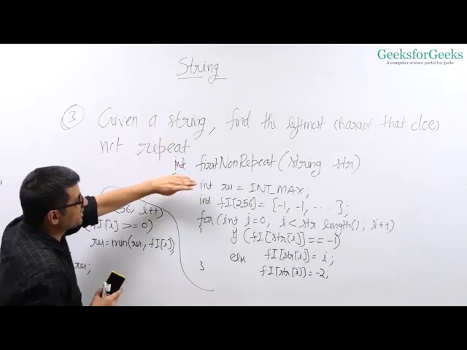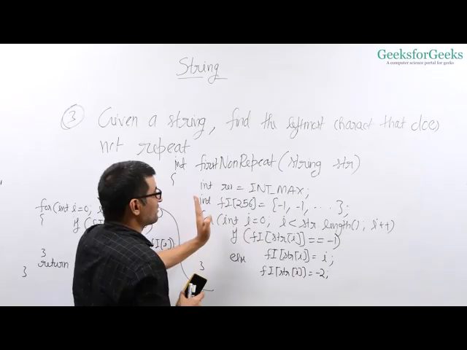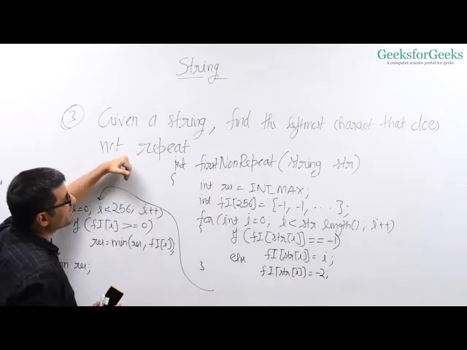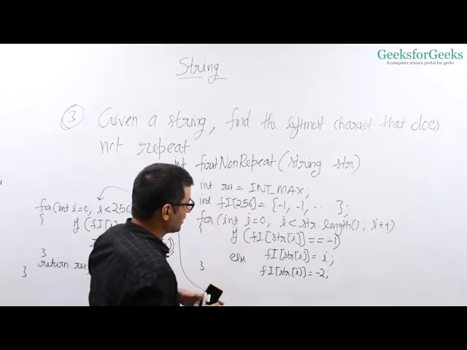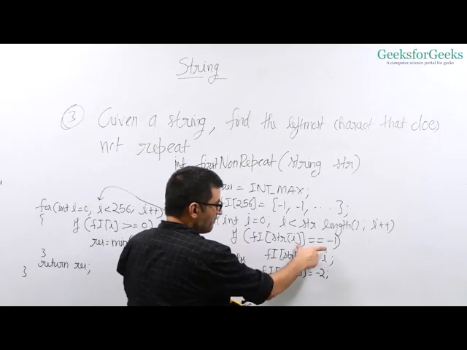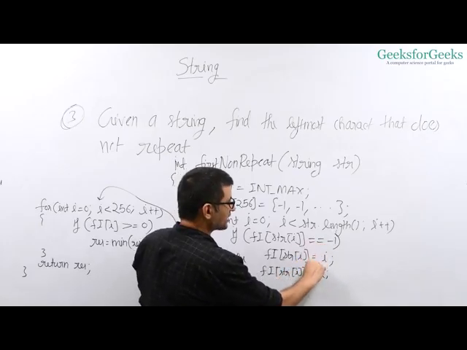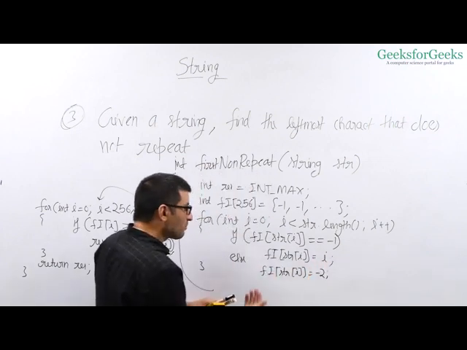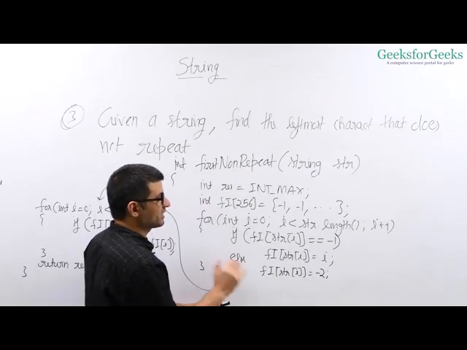We initialize again all first indexes as -1, but this is first non-repeating, not first repeating, right? So this one character which is not repeating might become repeating again. So what we do is, if we find -1, that means this character has its first appearance here, so I store its index. And if it is not -1, then I need to unset the value.